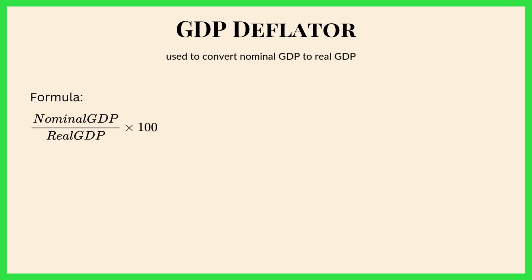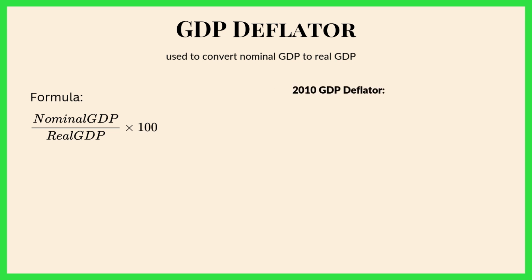The GDP deflator is an index that tracks price changes from a base year, similar to CPI. It's used to convert nominal GDP to real GDP. The formula for GDP deflator is nominal GDP divided by real GDP times 100. Using our example from earlier, let's calculate GDP deflators for both years.